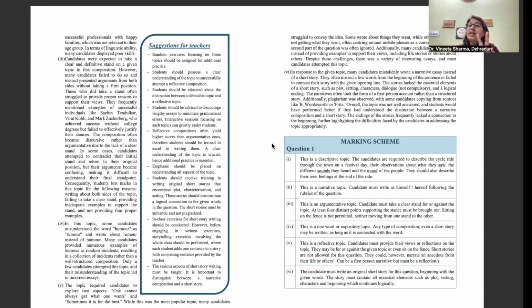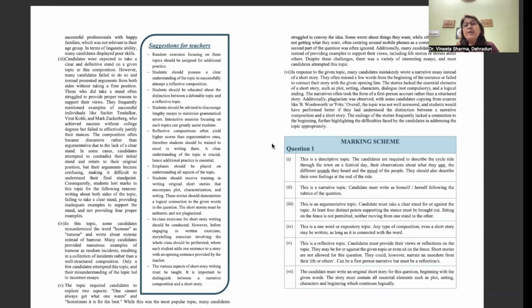There is a difference in argumentative and reflective composition. Argumentative compositions are debatable topics. You have to take one stand, either for the topic or against the topic. Reflective means you have to present your reflections. It means you have to talk about both. वहां पर आपको दोनों की बात करना कंपलसरी है.